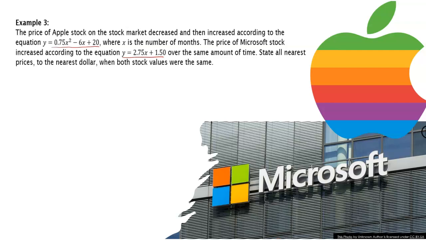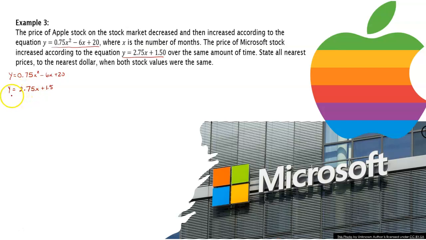And so this is again y equals 0.75x squared minus 6x plus 20 is our first equation. And the second is y equals 2.75x plus 1.5. Remember, we cannot use elimination for these problems. We must simply either graph or use substitution. We're going to use substitution.